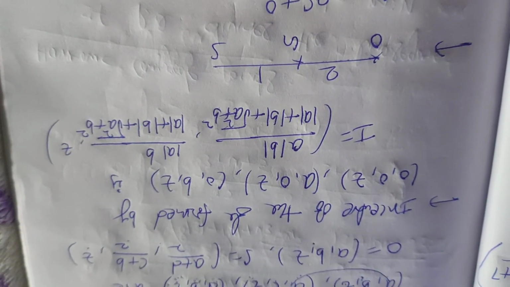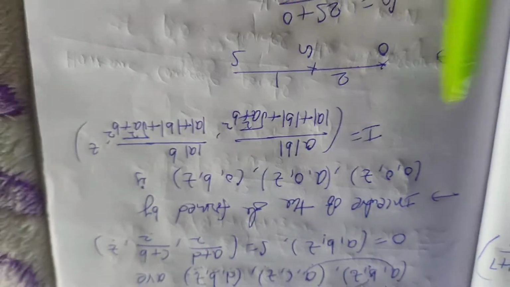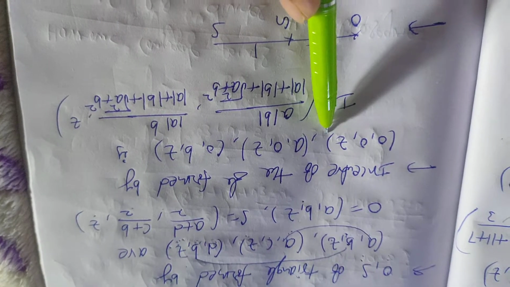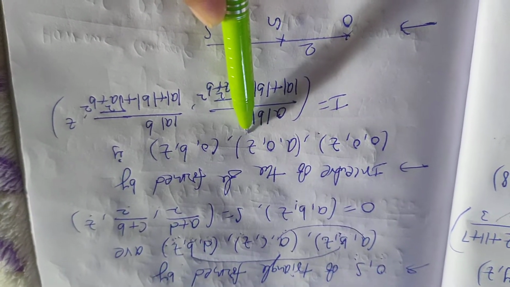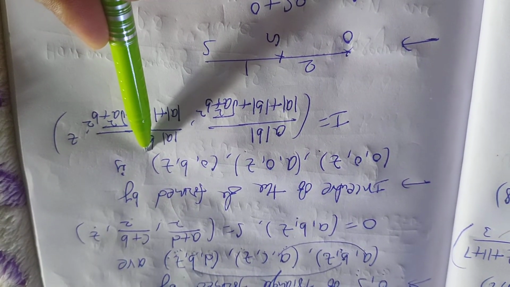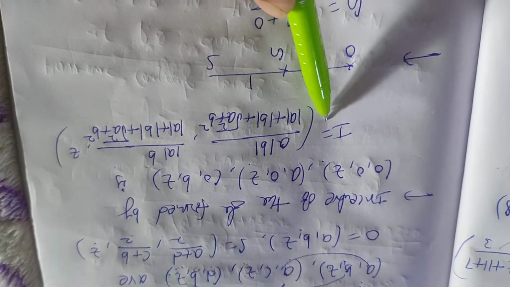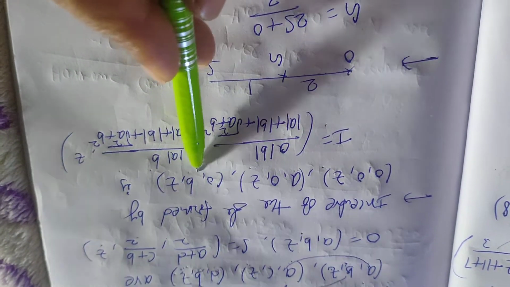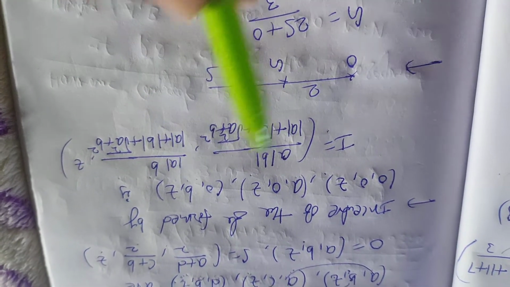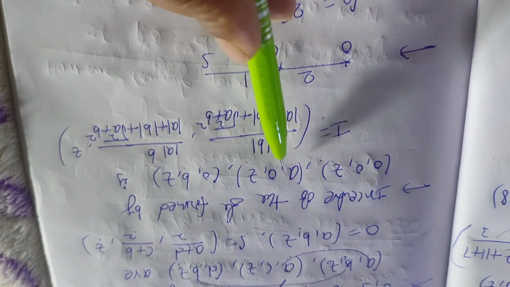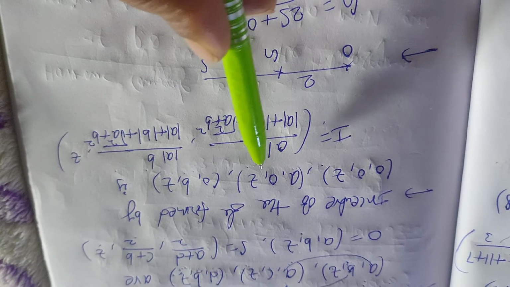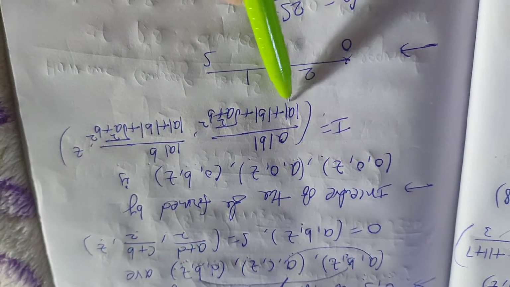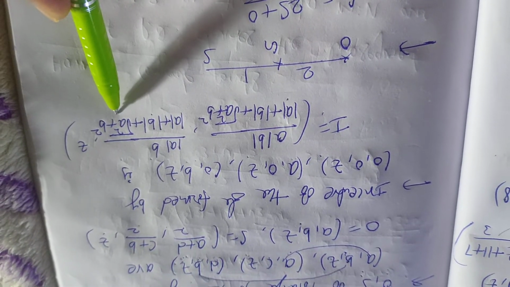So the next concept is the incenter of the triangle formed by (0, 0, z), (a, 0, z), (0, b, z). I is equal to (a|b| / (|a| + |b| + √(a² + b²)), |a|b / (|a| + |b| + √(a² + b²)), z).